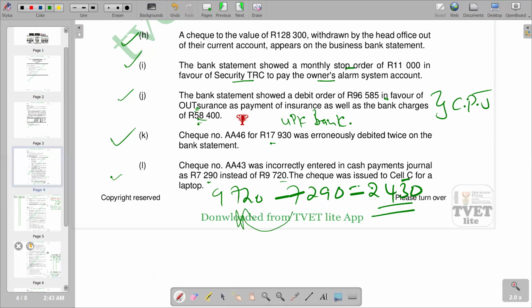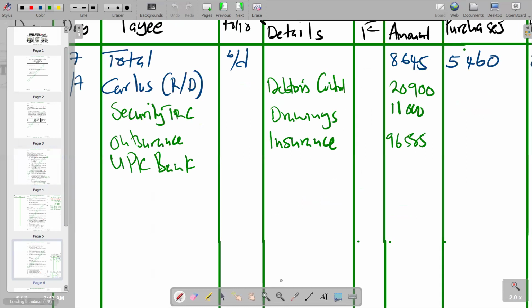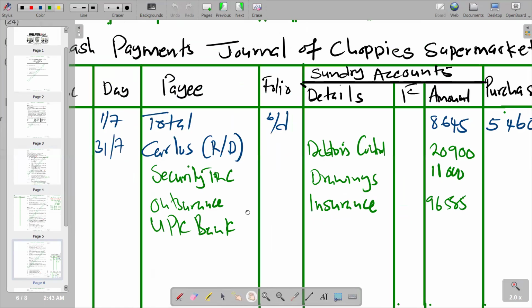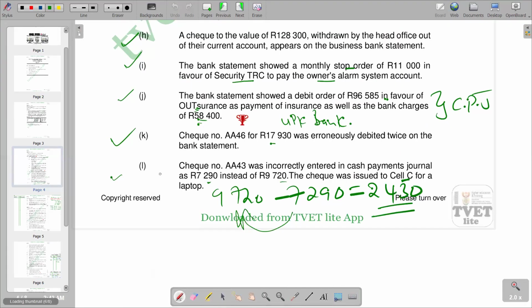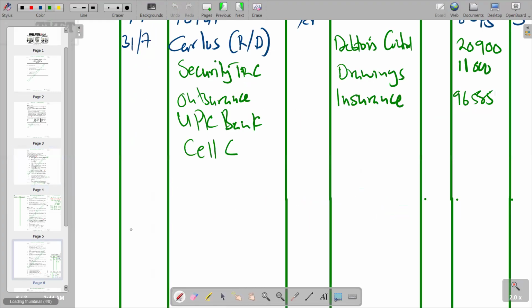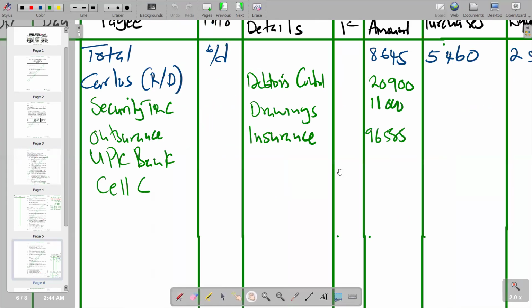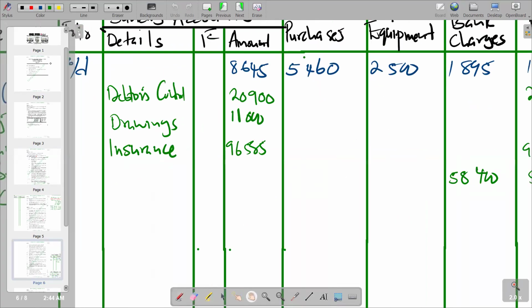And we go there, go to the cash payments journal. And this is our cash payments journal. So we are saying for the payee, we are seeing that it is CFC. And we are paying for a laptop. The laptop is part of equipment, so come here. You see that we are having a column for equipment, which is here, so we're going to put our amount there, which is 2,430.